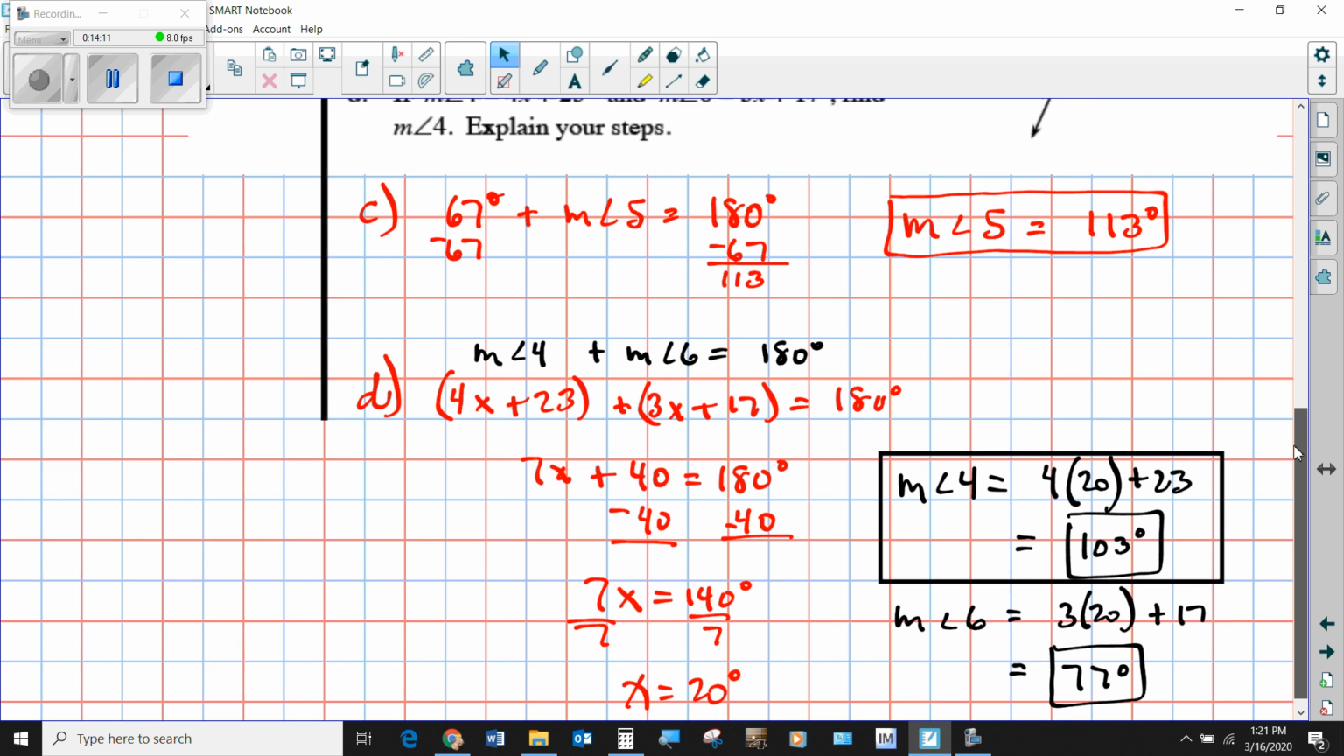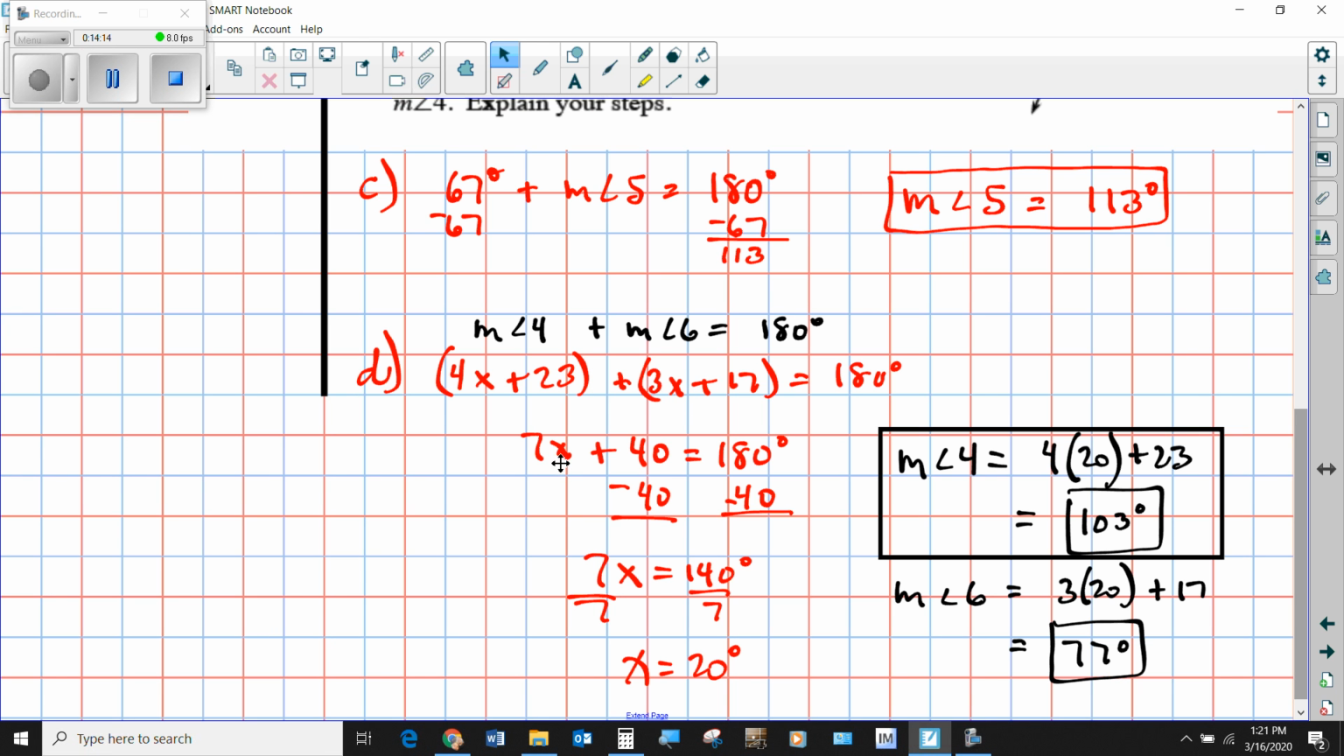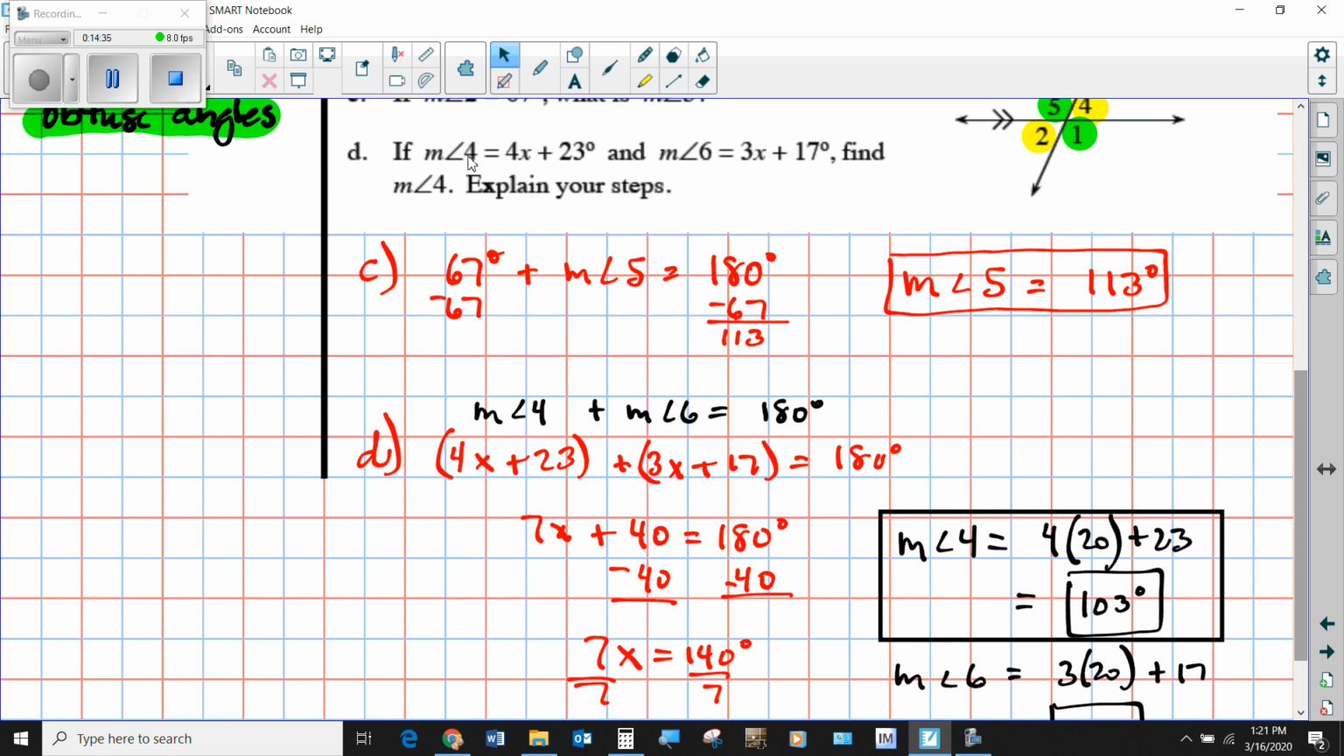look through my work here. I'm going to add these two angles together. They add up to 7x plus 40, and the combined total is 180 degrees. So when I solve for x by subtracting 40 from each side and then dividing by 7, I see that x has to be equal to 20. Now, if I want to find out what the actual measure is of these angles, I will plug that into this expression and then simplify. So to answer question D, if the measure of angle 4 is 4x plus 23 and the measure of angle 6 is 3x plus 17, then angle 4 must be 4 times 20 plus 23, which is 103 degrees.